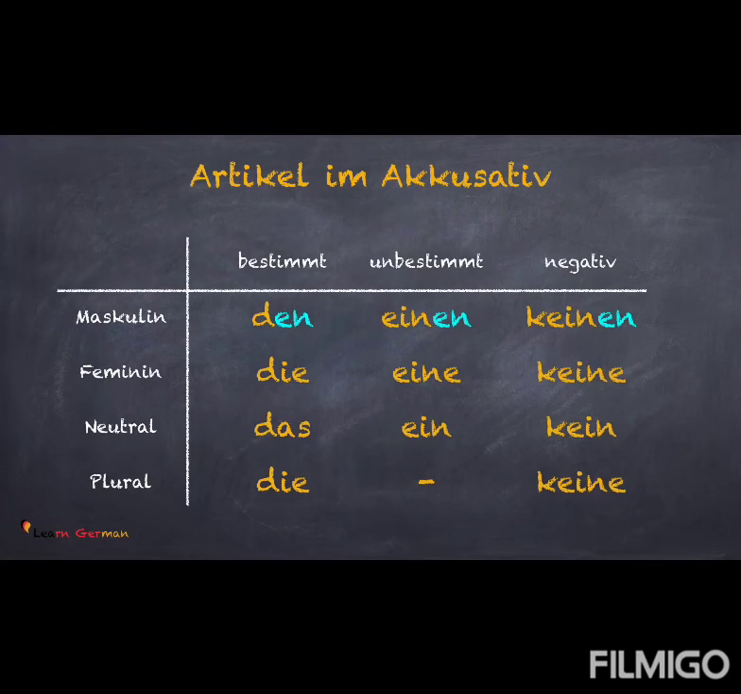What happens to the article im Akkusativ? In Akkusativ, only the masculine article changes. For example, for the bestimmt article, der changes to den, whereas in unbestimmt article, ein changes to einen. Similarly, in the negative article, kein changes to keinen. All the other articles remain the same as they were in nominative. I would advise you to watch our video on accusative articles to understand these better.